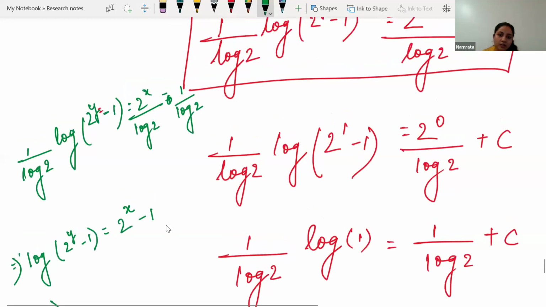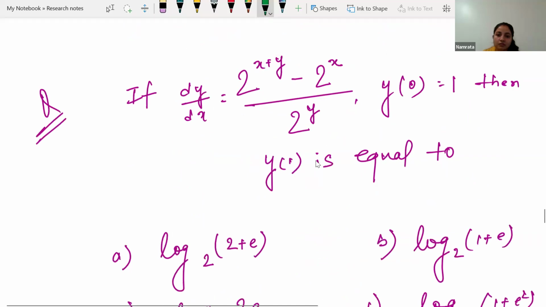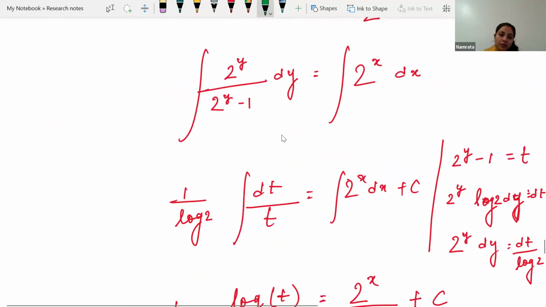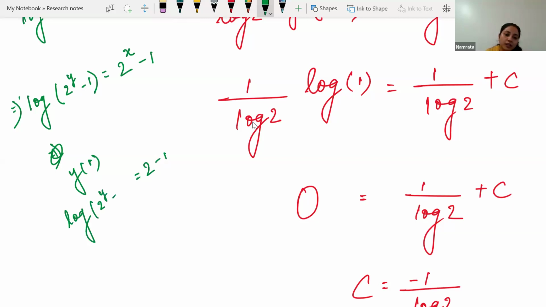2 to the power x minus 1 we are having. And it is given that y of 1 we have to calculate. Y of 1 means when x equals 1, then what is y? That's what we have to find here. When x equals 1, it will be 2 minus 1 here, and log 2 to the power y minus 1 still we are having.